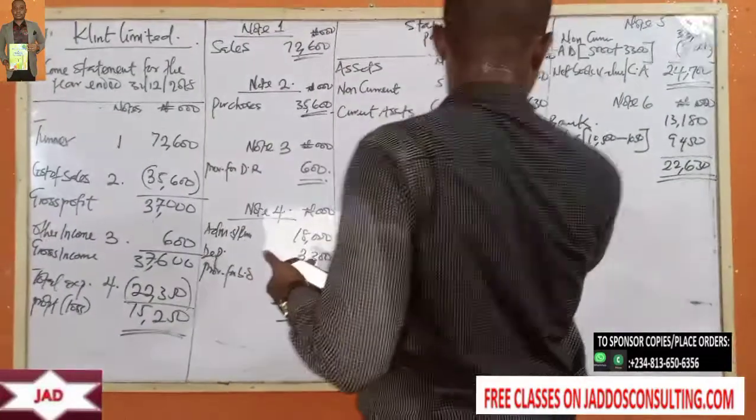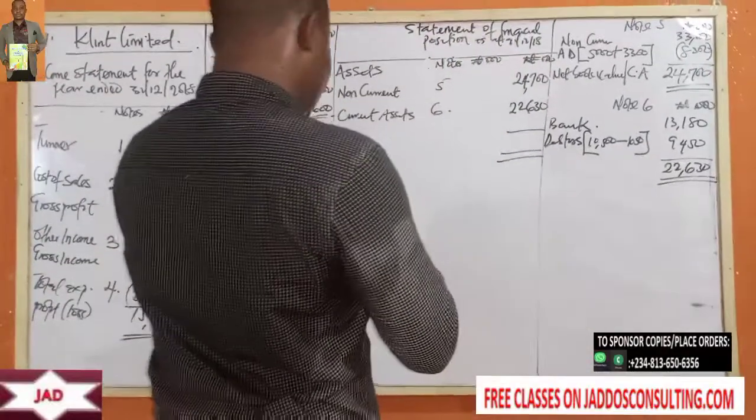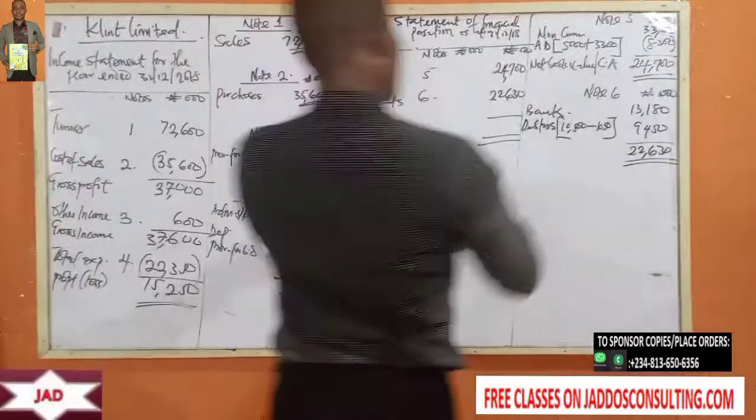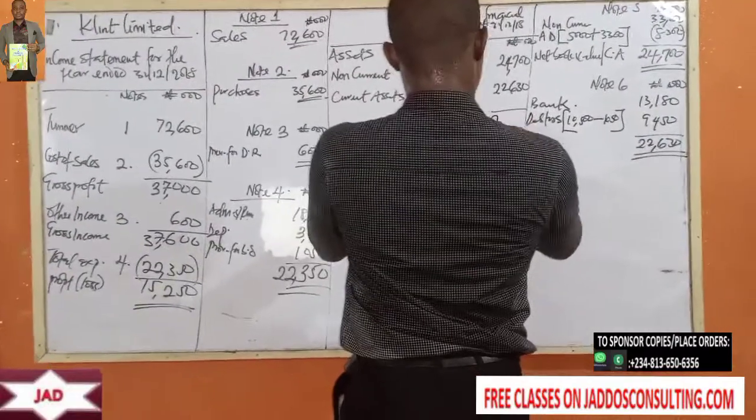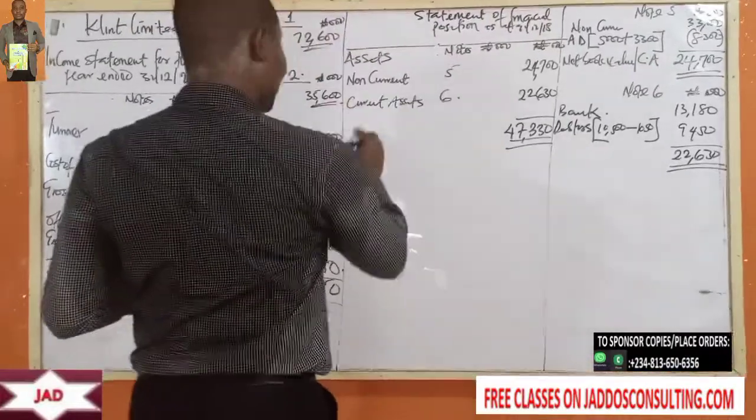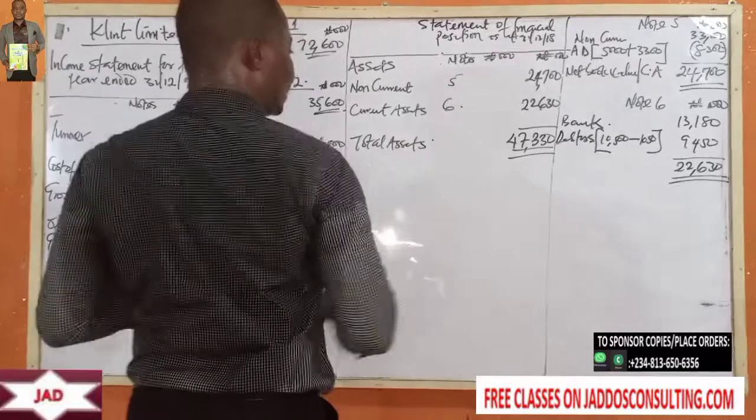So let's add up. So we have 22,630 plus 24,700. So what do I have? 47,330. So this is your total assets. Okay?